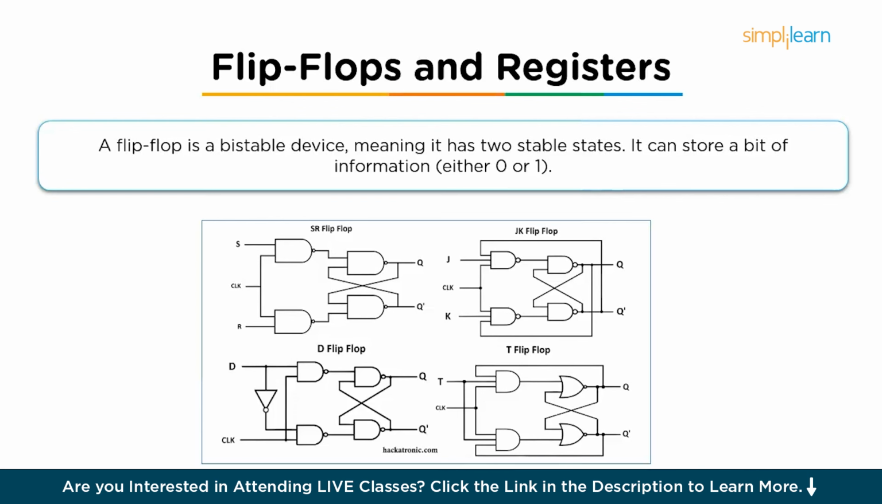Then comes the JK flip-flop. The JK flip-flop is a more versatile flip-flop that can toggle its state, set or reset depending on its inputs. Then comes the T flip-flop. The toggle flip-flop changes its state on every clock pulse, making it ideal for creating counters. So these flip-flops form the basic memory units in sequential circuits, and multiple flip-flops can be combined to create registers and memory blocks.